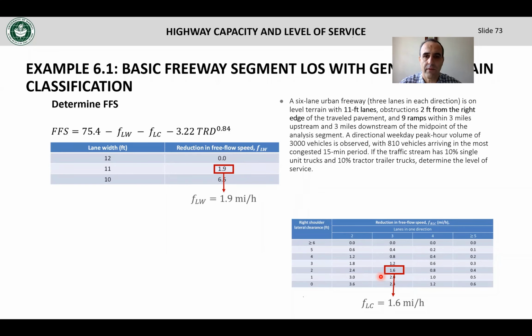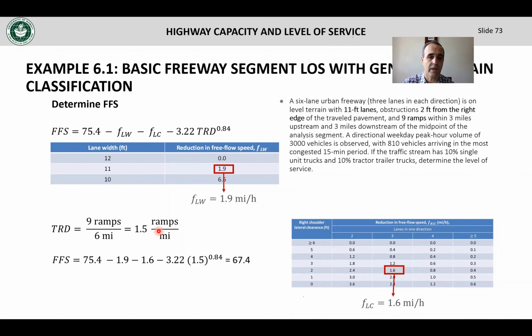And finally, we need to figure out that ramp density, and then you have to look, okay, what information am I being told about ramps. So even though we're talking about a freeway segment, supposedly we don't have ramps. So we're analyzing a segment without ramps, but there are ramps close by, and those ramps kind of affect the overall flow performance. That's why we consider this. So in here, we were told we have 9 ramps within 3 miles upstream and downstream of the midpoint of the analysis segment. So that means that essentially we have 9 ramps in 6 miles. So that's a total ramp density of 1.5 ramps per mile.